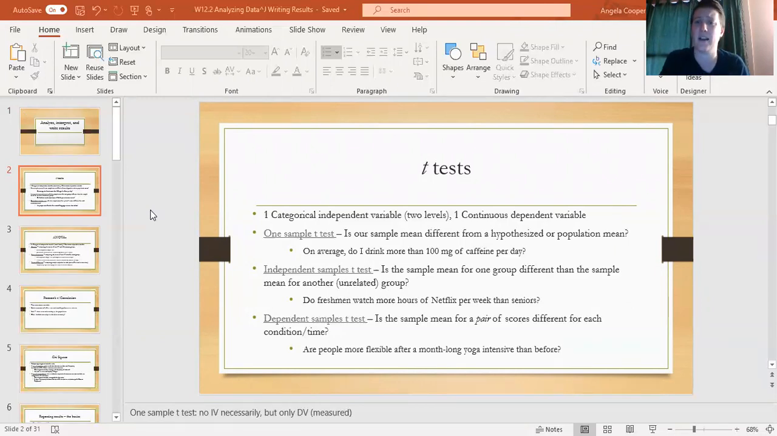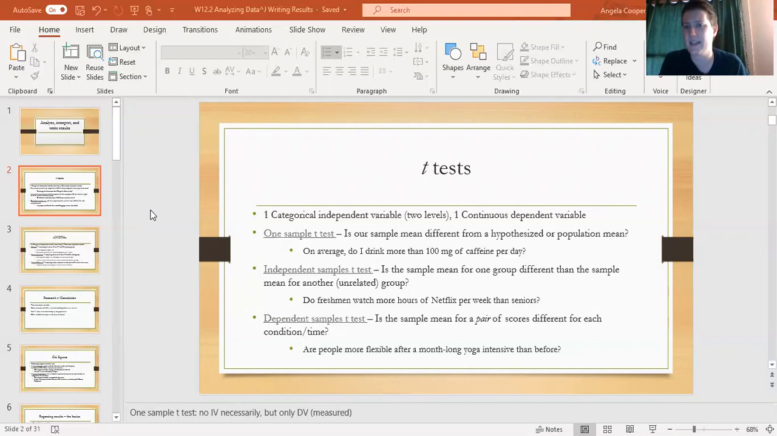You can also think of it as one quantitative variable. So you have a categorical and you have a quantitative variable, but your categorical variable is typically your independent variable, and that can be split into two different conditions or levels.